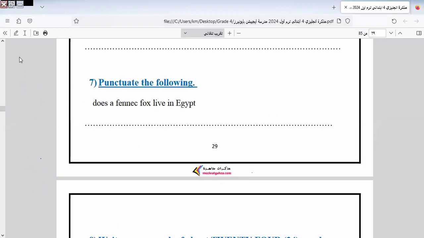Here we have our next one. What can I do with this? I underline the wrong word that I corrected. It will be "does." Does a fennec fox live in Egypt? And I put what? I put a question mark at the end of it. Okay, this is the answer of this sentence. Let's go to another one.